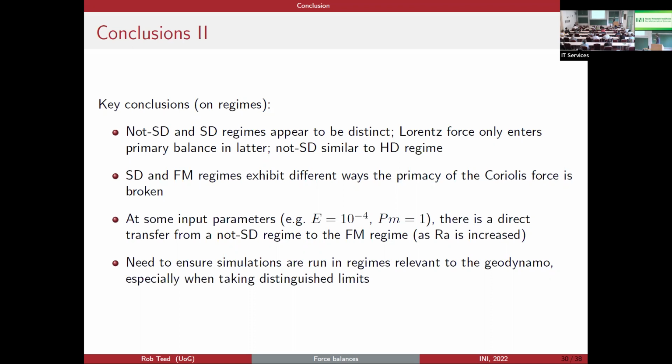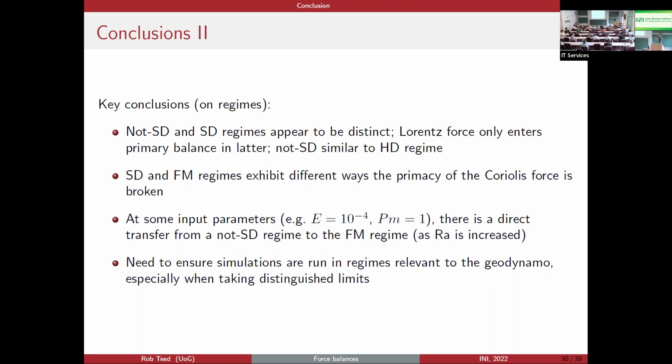And I think particularly important from the point of view of this path in parameter space, or this distinguished limit that people look at, is that at some input parameters, as you increase RA, there's a direct transfer from this not strong field dynamo regime, where the Lorentz force is never in the balance.